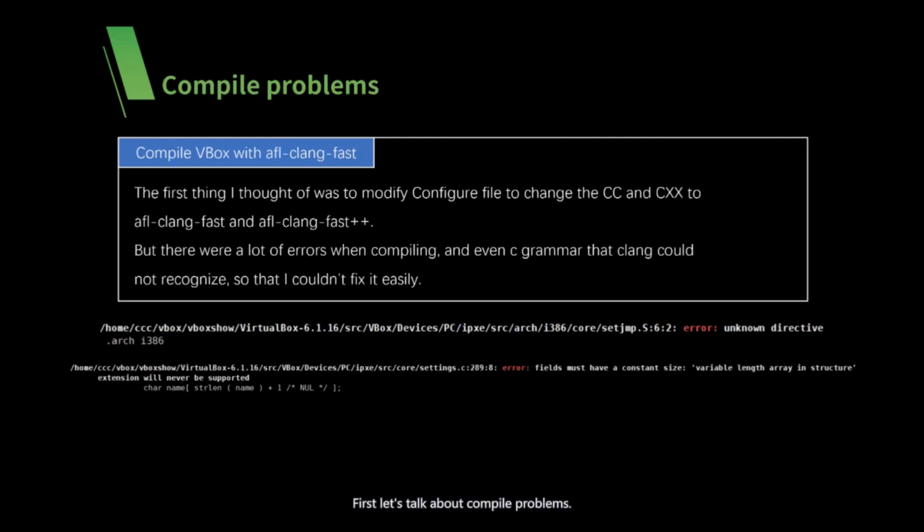First, let's talk about compiling problems. When compiling VirtualBox with AFL++, the first thing I thought of was to modify the configure file to change the CC and CXX to afl-clang-fast and afl-clang-fast++. But there were a lot of errors when compiling, and even C grammar that clang couldn't recognize, so I couldn't fix it easily.